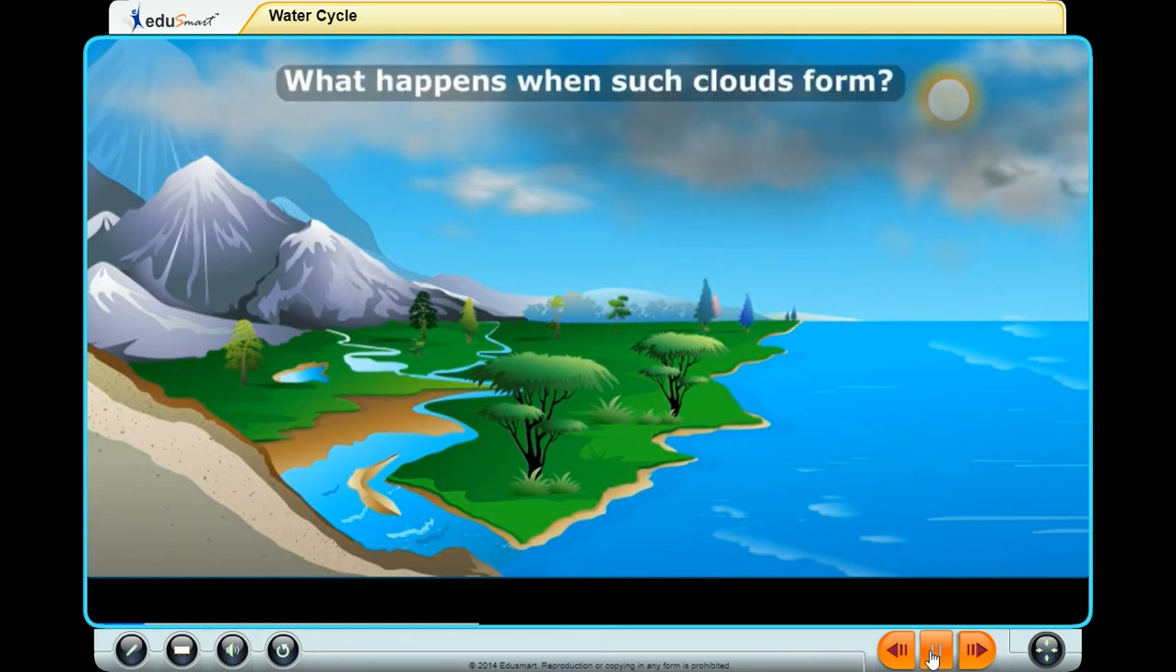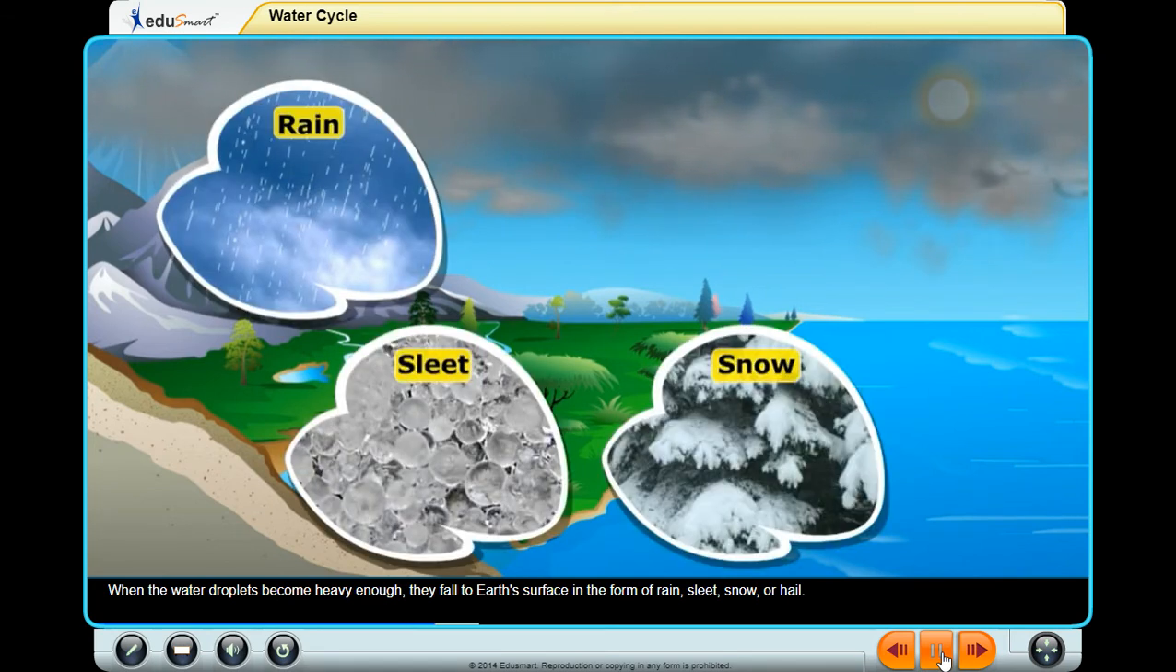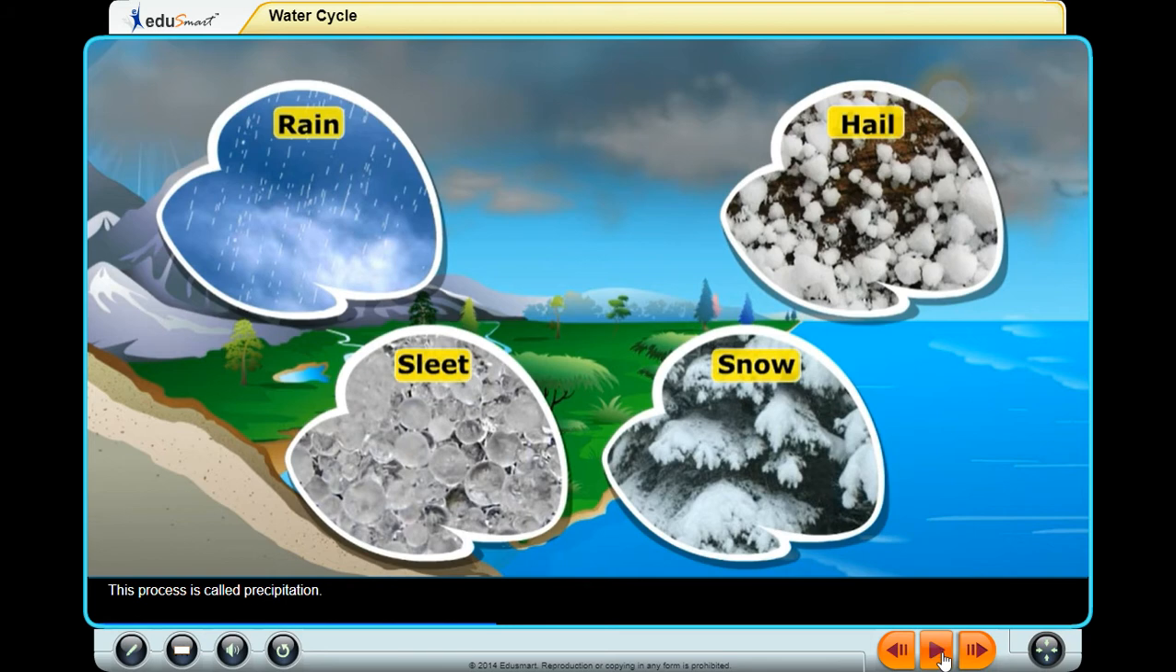What happens when such clouds form? When the water droplets become heavy enough, they fall to Earth's surface in the form of rain, sleet, snow, or hail. So rain, sleet, snow, or hail is how it's falling.